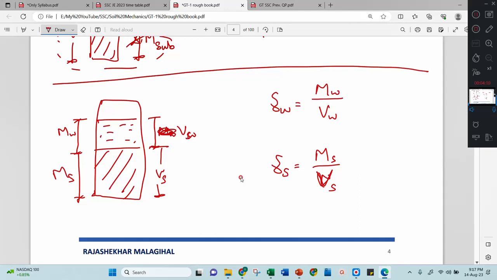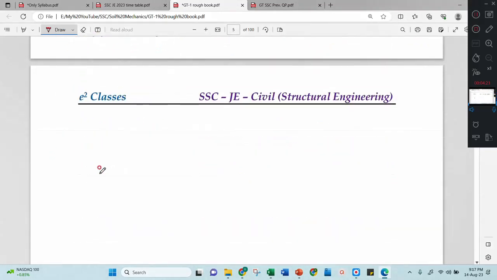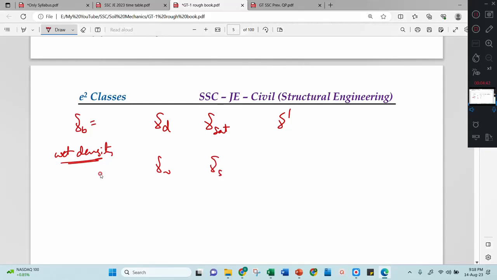Okay, the entire soil is not considered in these densities. This is just water by water, solids by solids, right? This is your densities. Now right now we have studied six types of densities. Bulk density, which is also called the wet density. Don't think wet means saturated, no, this is just a wet density or bulk density, dry density, saturated density, submerged density, then water density and solids density.